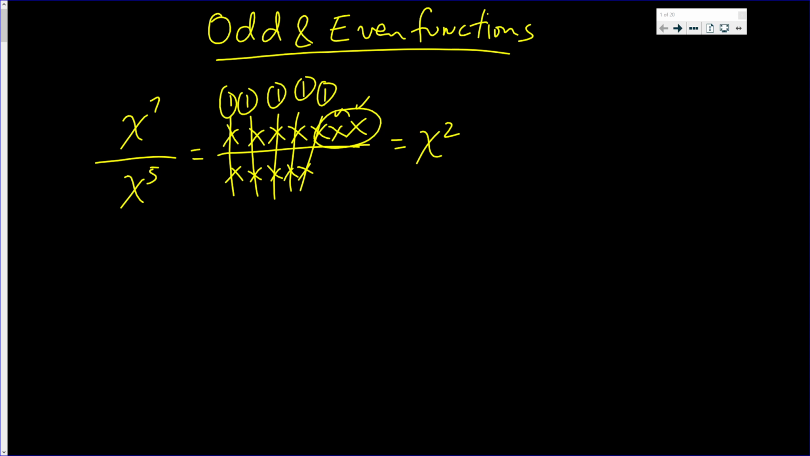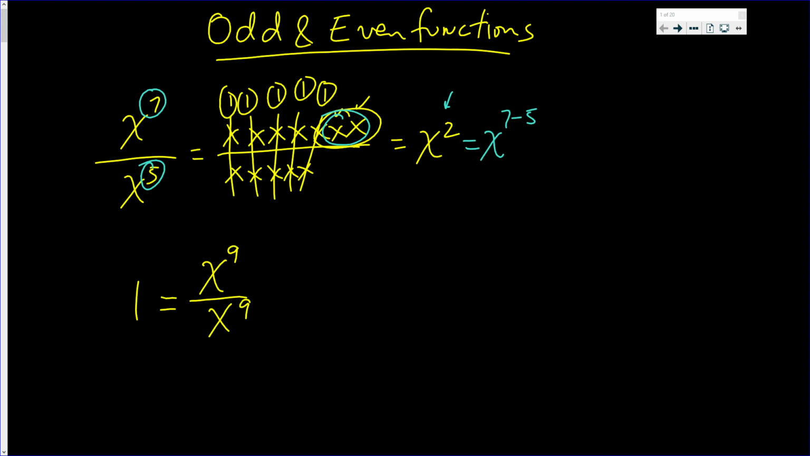Now, why were there 2 x's left over in the numerator? Very simple reason. Because 7 is 2 more than 5. That is, we could have gotten this 2 by doing 7 minus 5. You subtract the exponents. Now let's look at x to the 9 divided by x to the 9.